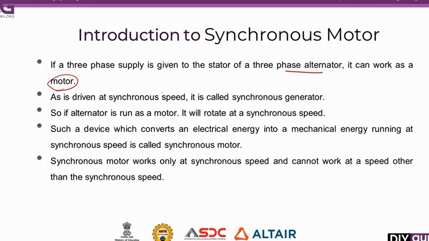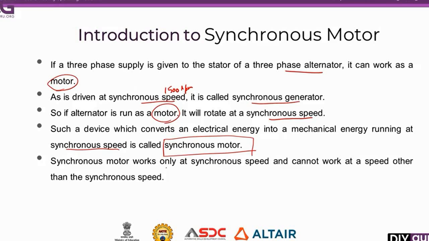When the speed of the alternator is around the synchronous speed, for example 1500 rpm, then we call it a synchronous generator. If the alternator runs as a motor, then it will rotate at the same synchronous speed as that of the alternator. Such a device which converts electrical energy into mechanical energy and always runs at synchronous speed is called the synchronous motor.